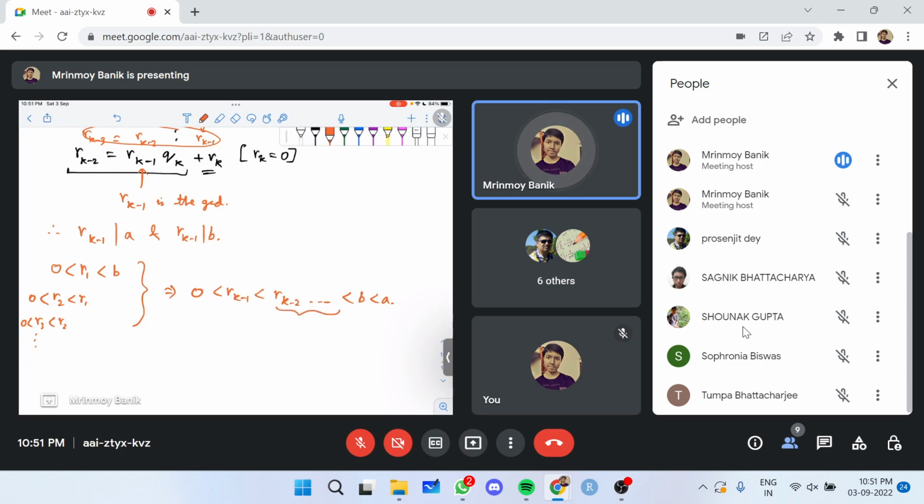So all these larger Ri's were contenders for GCDs of A and B, but they unfortunately didn't divide A or B since they gave out remainders. But Rk minus 1 is the largest one which divides both A and B. So this is the GCD.